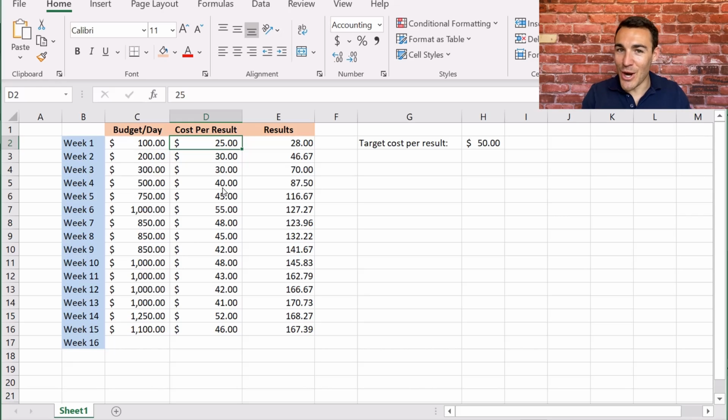Right, hopefully that's useful. Hopefully that's not too messy. You can go ahead and implement some of this stuff and scale your campaigns. I'd love to know how it goes if you do.